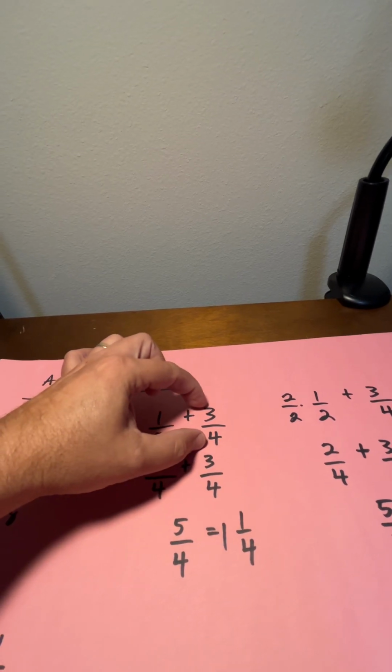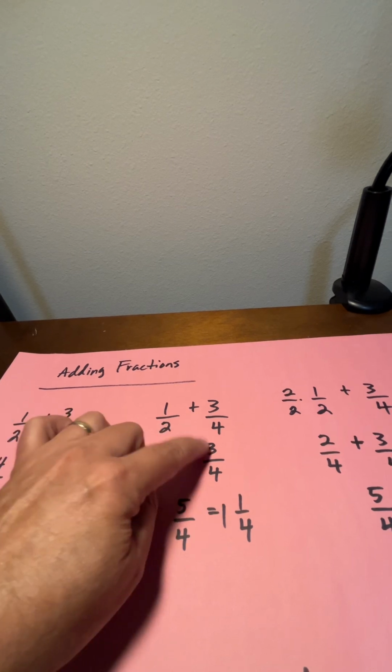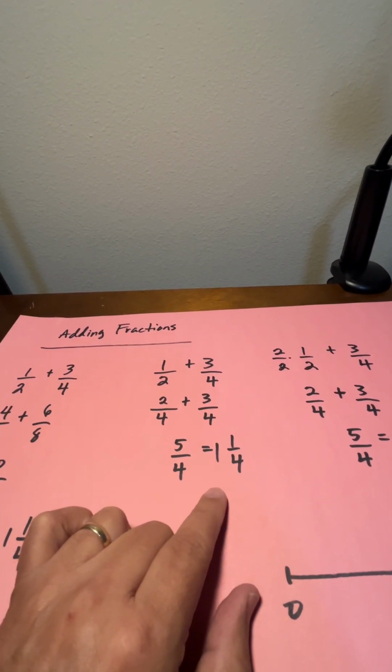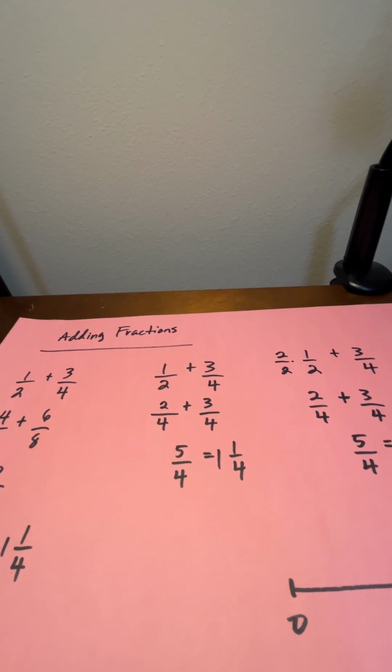Of course, we don't have to do anything to this. We just bring it down because it's already a 4th. And again, 2 plus 3 is 5. So that's 5/4. And yes, you can convert that to 1 1/4. Now that's the way we did it when I was growing up.